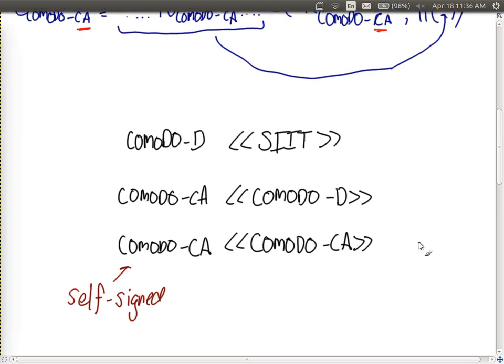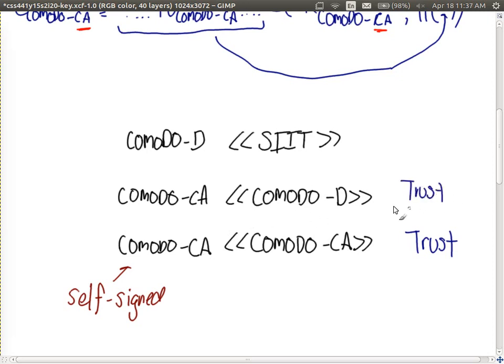If I trust this certificate, then I can verify the next one in the hierarchy and therefore trust the second one. And if I trust Komodo D, I can verify SIT and trust SIT. So we build a chain of trust.